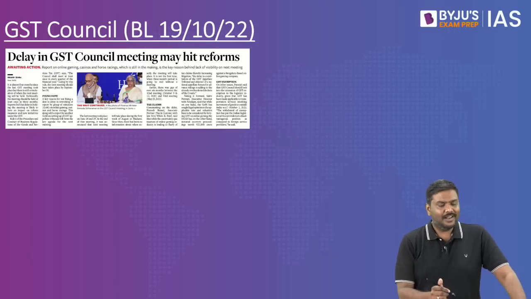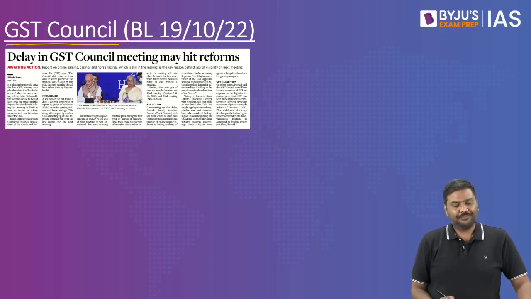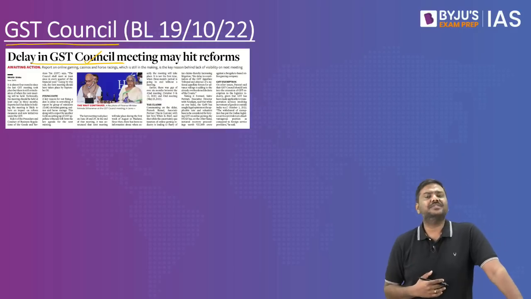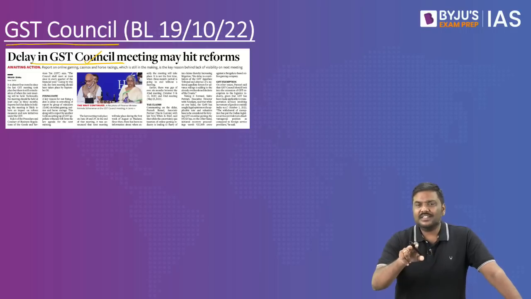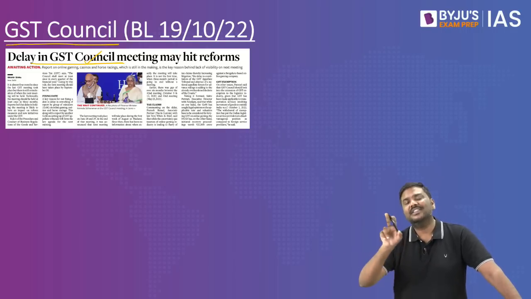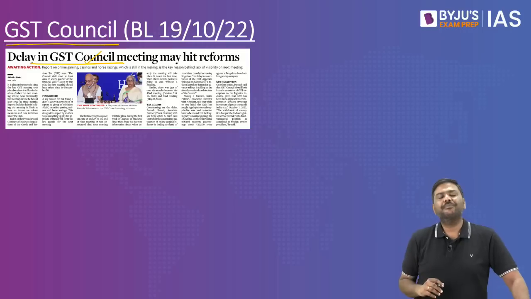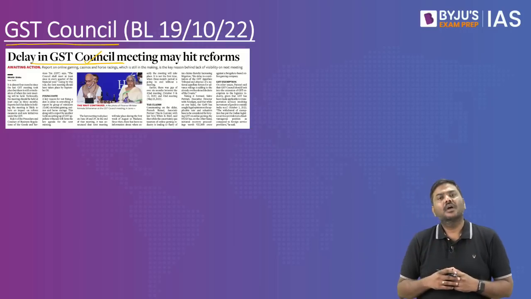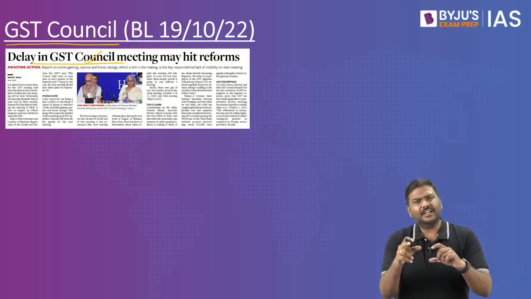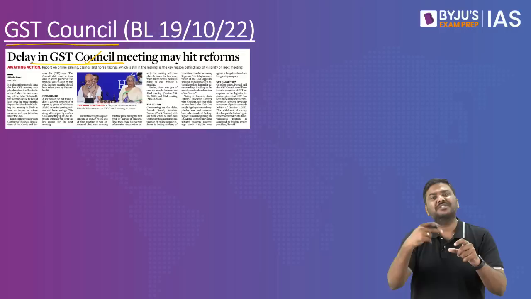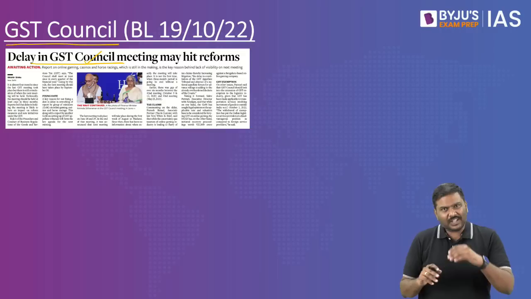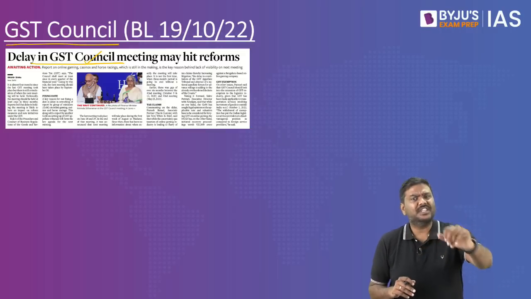Next very important article related to the GST Council. The article discusses the fact that for the last 4+ months, there has been no meeting of the GST Council, and this is having an impact on certain stakeholders in the economy. What is the issue here? The GST Council generally meets very often and takes certain decisions related to GST, because the GST Council is the apex body related to any decisions of GST. But for the last 4 months, there has been no meeting of the GST Council.